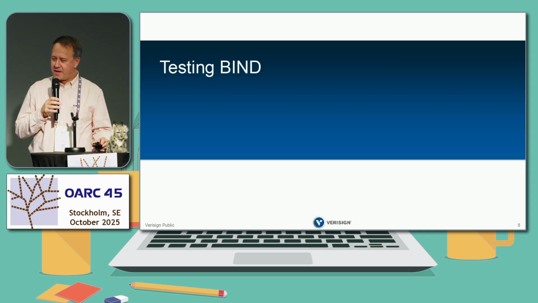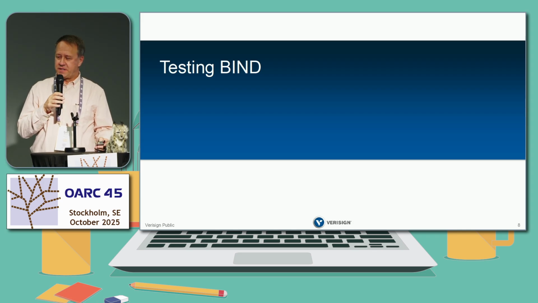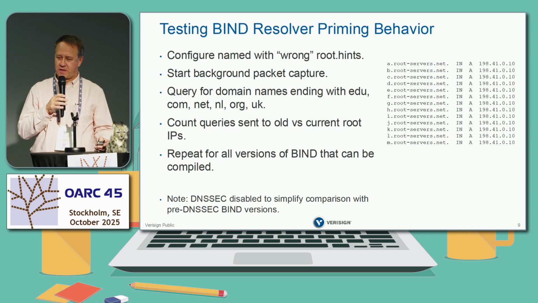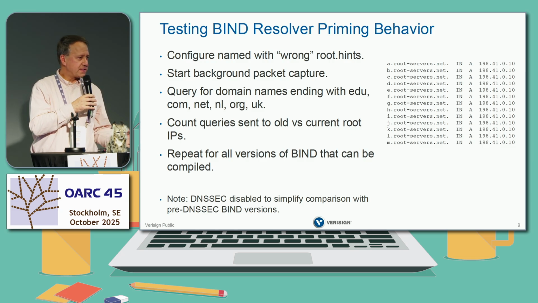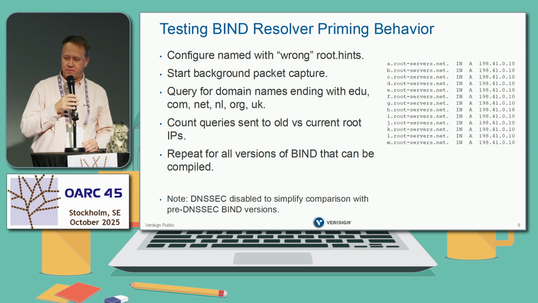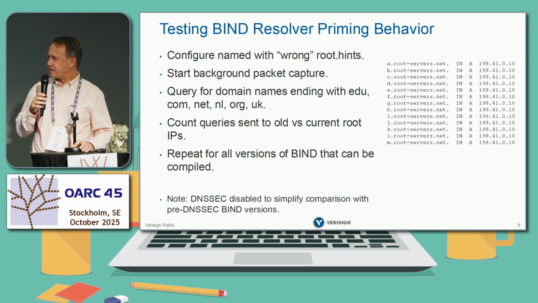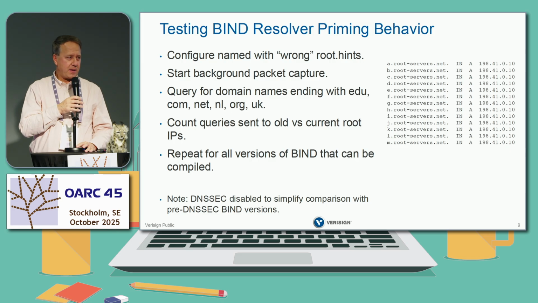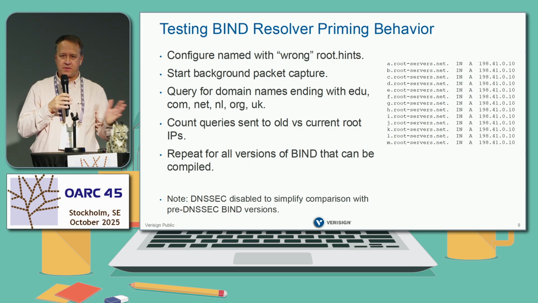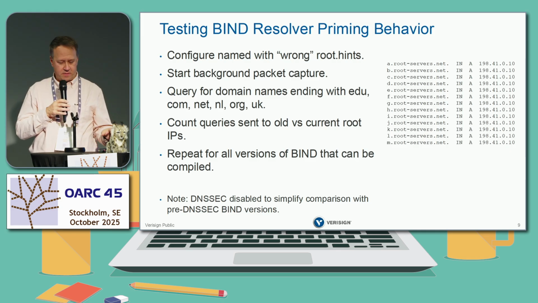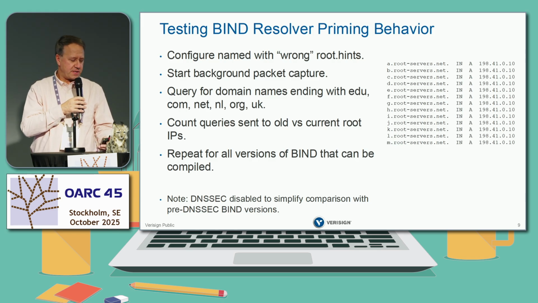Okay, so I proceeded to test a lot of versions of BIND. I configured them with wrong hints. I basically gave every root name server the address of old JRoot. This was a test done on the internet. For each time, I started a background packet capture, started the name server with the wrong hints, sent it a few queries, checked the logs, and then repeated that for every version of BIND that I could compile. DNSSEC was disabled to make comparison easier for versions that predated DNSSEC.